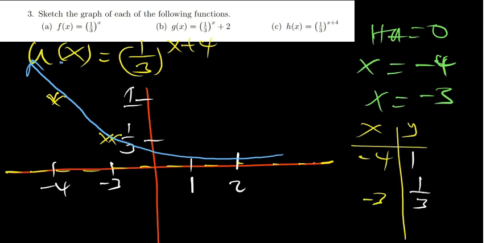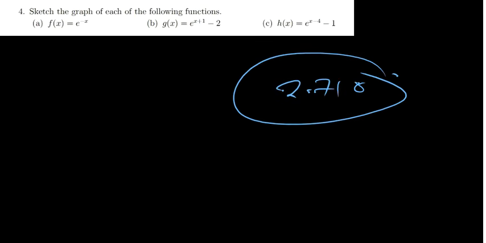So that is it for question 3. Let's see how we can do question 4. In question 4 we are still talking about graphing exponentials, but in this case we have an e. e is basically 2.718, somewhere there. It's a number which we have to know.